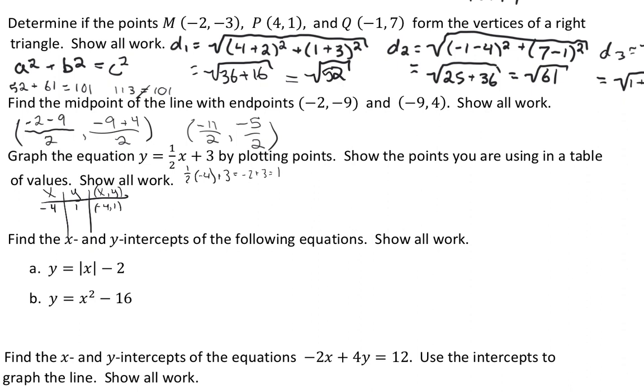And if we do similar steps with -2, we get y is equal to 2. So -2, 2. For 0, we get 3. So 0, 3. And then for 2, we get 4, so 2, 4, and then for 4, we will get 5.